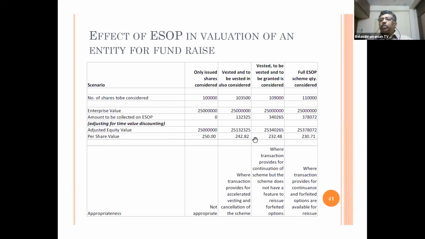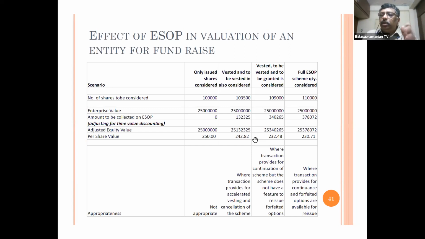Now, when is it appropriate and what is appropriate? This is my generic view. Of course, you need to look at it on a case-to-case basis. In my view, considering only the issued shares is not at all appropriate because there is an ESOP. You have to take cognizance of it, right?